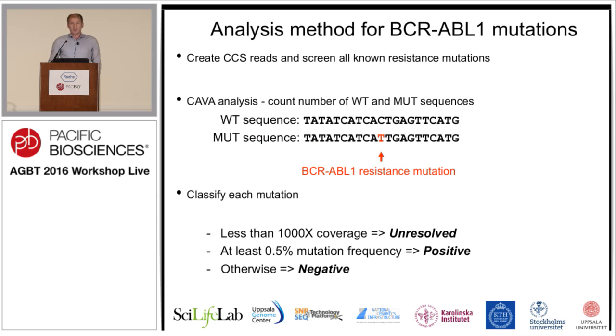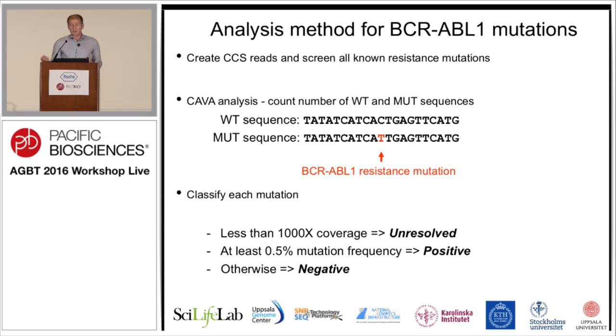So we tried to develop this method into a more clinical workflow, and we now have an analysis method for screening these mutations. We start from CCS reads and then apply a new tool that we call Kava, a very simple tool that just counts the occurrences of wild type and mutation sequences for a known list of resistant mutations. Here we have a wild type sequence up here, and we count the number of occurrences of this sequence in our reads, and we can also count the number of occurrences when this base has been substituted to a T.